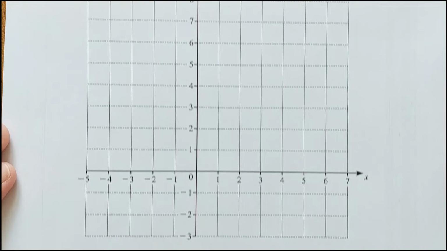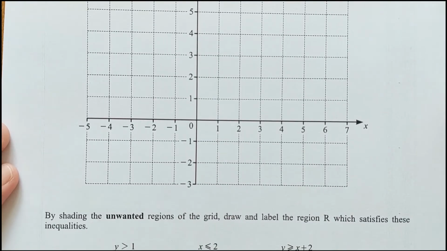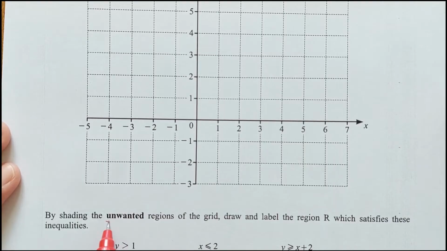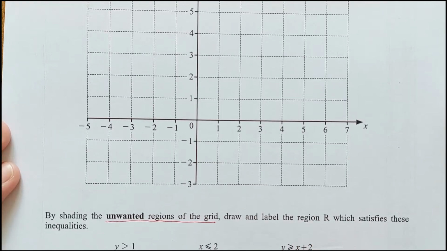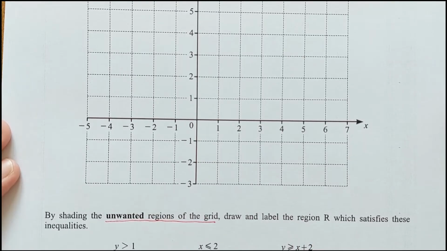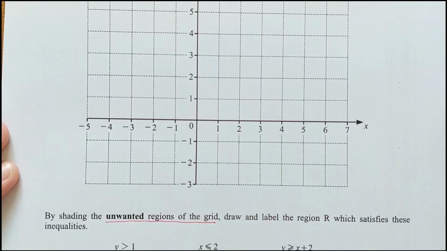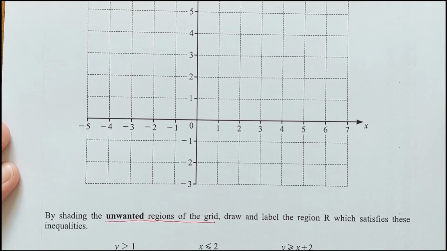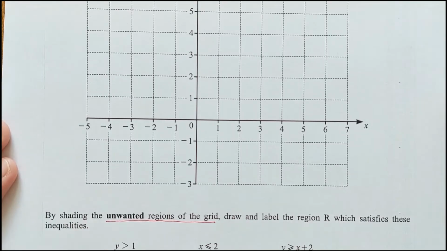Question number 15. By shading the unwanted regions of the grid, draw and label the region R which satisfies these inequalities, right? We have to draw and we have to label the region R which is satisfied by these three inequalities, and we have to shade the unwanted regions as well, right? So three things we have to do. We have to draw, we have to label, and we have to shade the unwanted one.